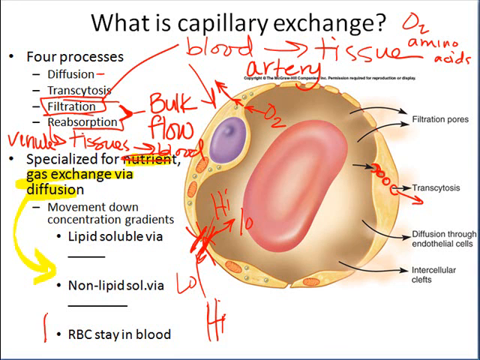Now, one key thing to remember is that large proteins like albumin, globulins, fibrin, and all the red blood cells still remain in the blood. They do not move out. It's only small things, oxygen, carbon dioxide, amino acids, glucose molecules, nutrients like vitamins and minerals that will have a tendency to move in and out of the blood via capillary exchange. Larger items do not do that.